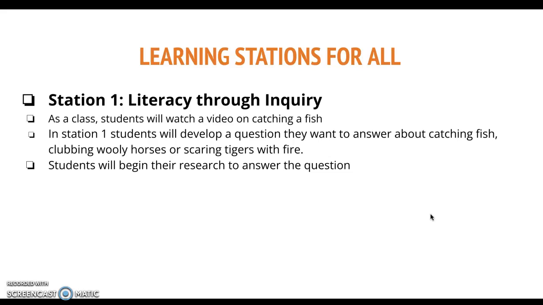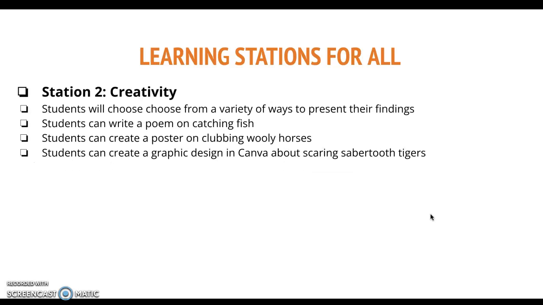different activities, right? So station 1, literacy through inquiry. As a class, students would watch a video on catching a fish. This is based out of the content of the Sabertooth curriculum. So they'll watch a video on catching a fish, right? Then they'll also develop a question that they want to answer. It can be about catching fish, clubbing woolly horses, or scaring a tiger with fire. Anything that will help their tribe to survive. Then students would begin to research, right, to answer their question.